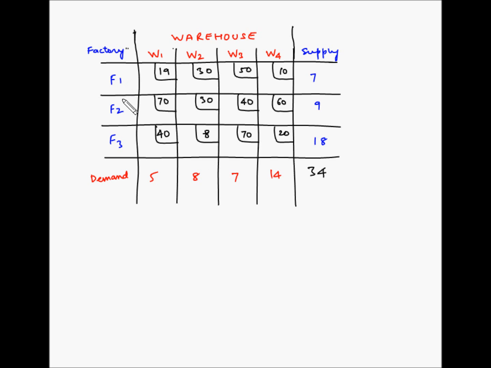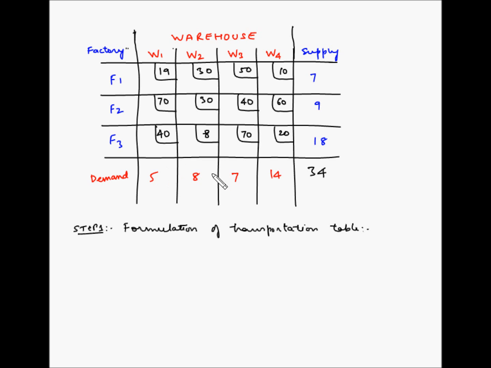In blue is the factories and their supply capacity. In red is the warehouses and their demand. And in black, we have the unit cost of shipping material from a factory to a warehouse. So the first step in solving a transportation problem is formulation of the transportation table.